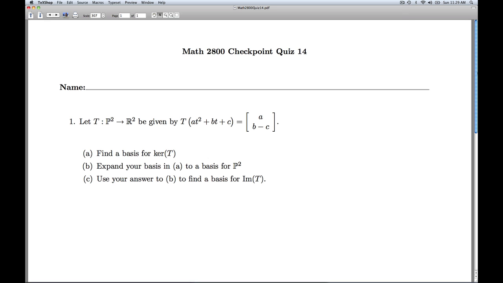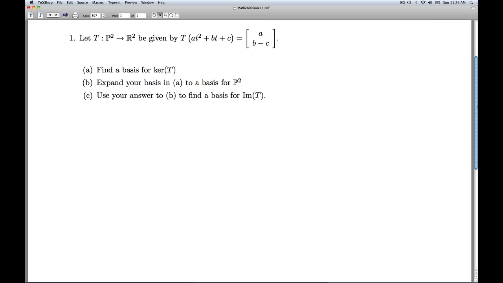Hi folks, this is Linear Algebra, Checkpoint Quiz 14. We're given a function from the polynomials of degree 2 or less, including 0, to R2, given by this formula. T of at squared plus bt plus c, that polynomial goes to this column matrix, a over b minus c. Now, it turns out this is a linear transformation. You can go ahead and verify that.